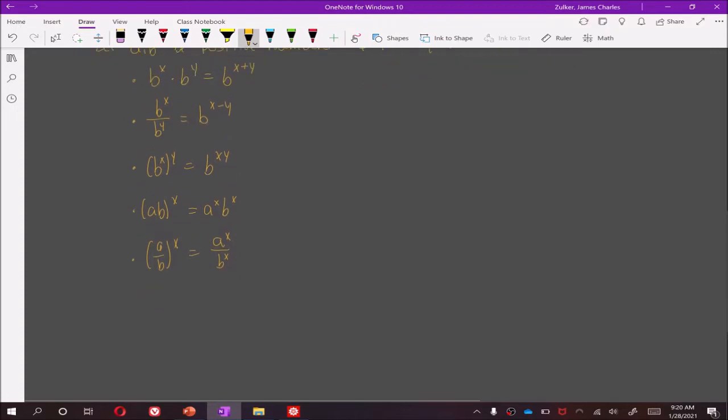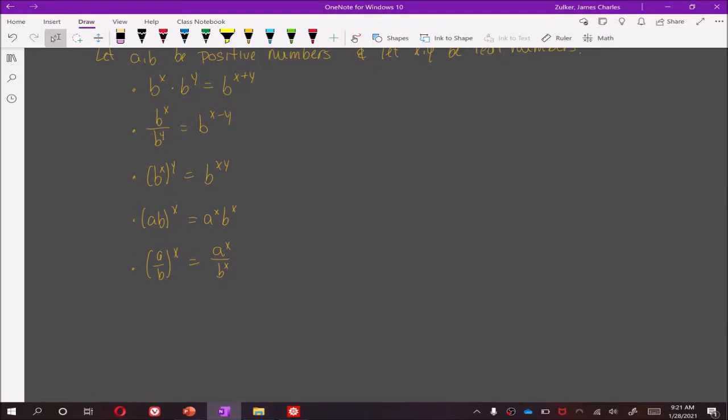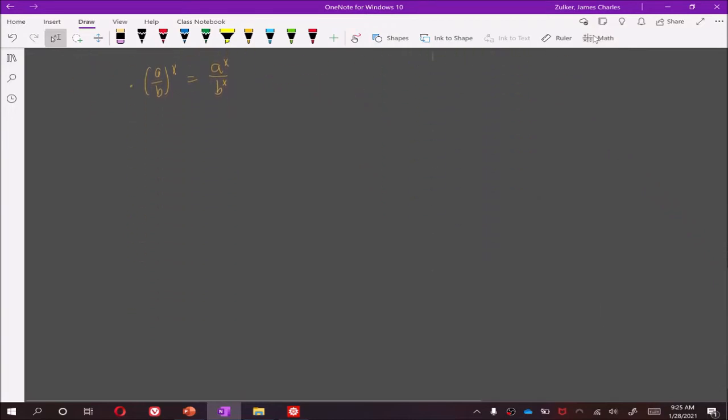Okay. Now, these can all be proven fairly easily simply by using the fact that b to the x, remember, is b times b times b and so on and so forth, x times. Now, while our base b can be any positive real number except for 1, there are two bases that are used the most.